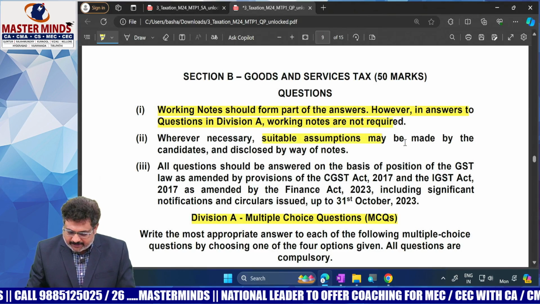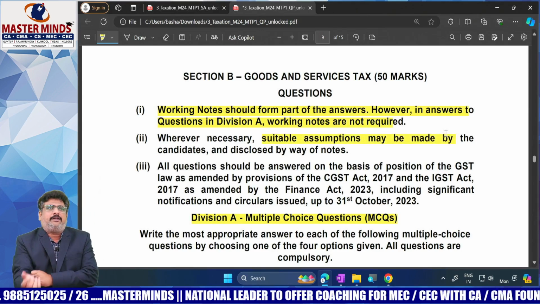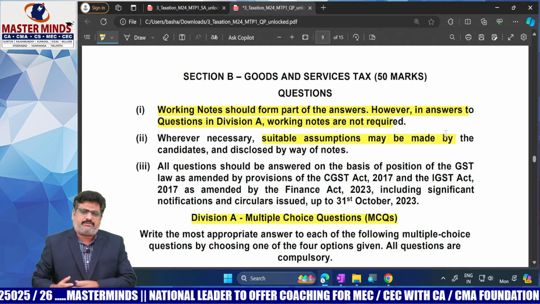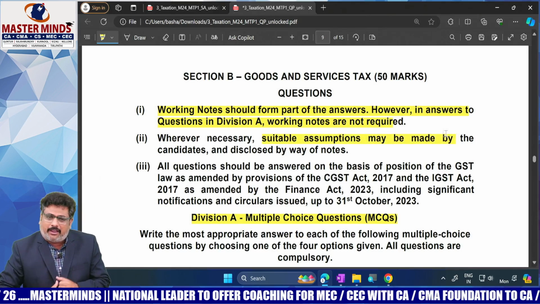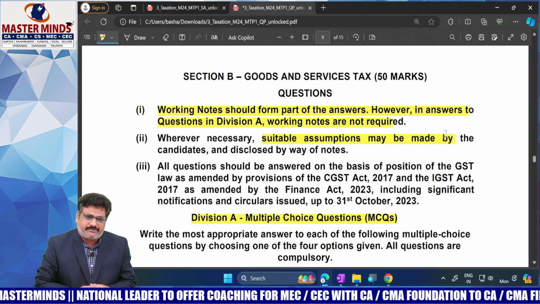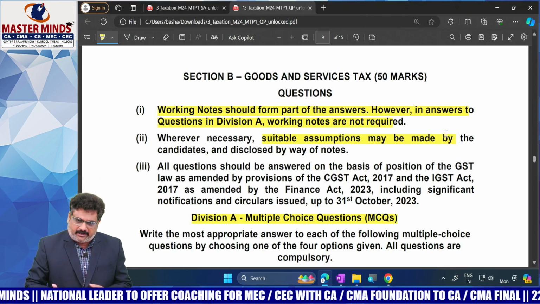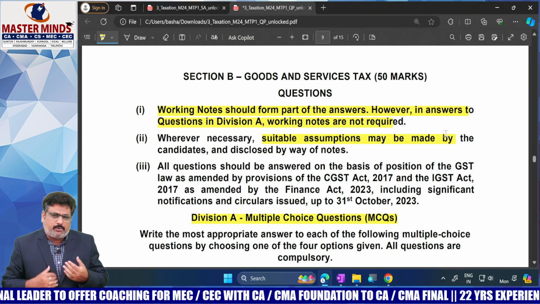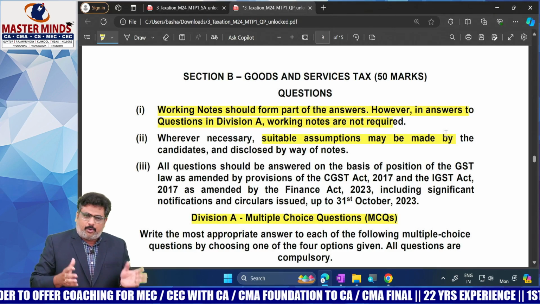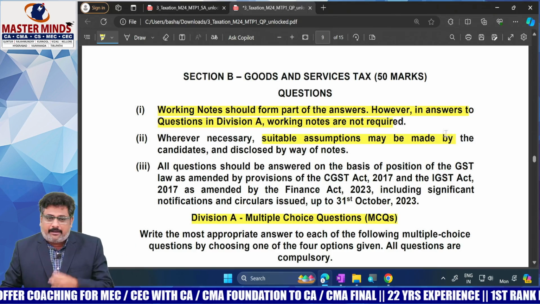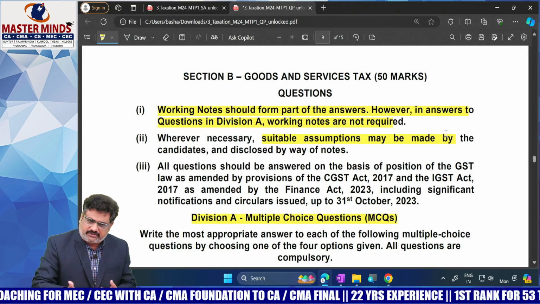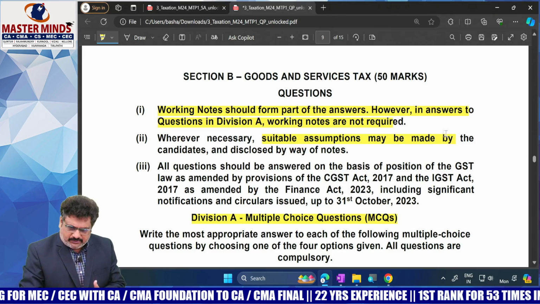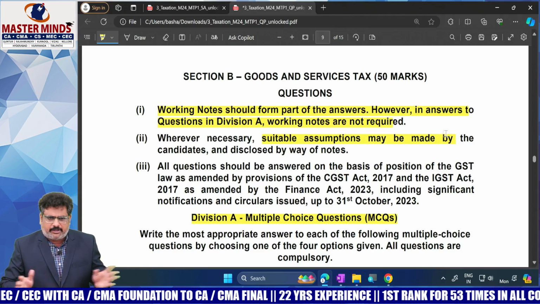Sometimes suitable assumptions are also required. Let's say with respect to our GST, whether the amount is exclusive of tax or inclusive of tax, whether the subsidy is included in the price or excluded from the price, or if no rate of tax is given, let us assume that 9% is the CGST rate, 9% is the SGST rate, like that. Okay, those points.